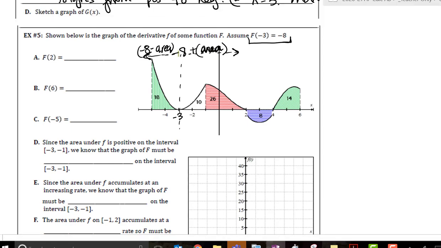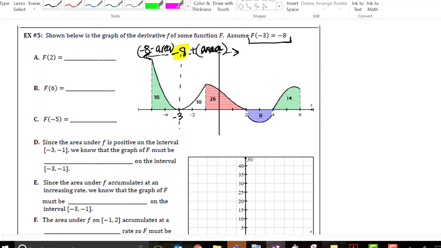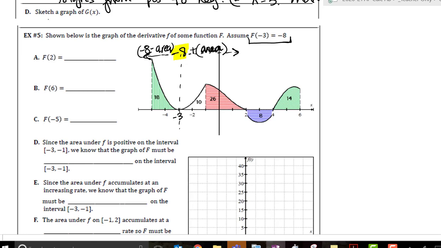So for our first one, I'm going to highlight that -8 so I can really see what's going on. We're just going to do 2 of these very quickly. If I'm doing +2, I know that here's my +2. We're starting off with that -8. And then from that -8, since +2 is to the right of -3, I'm adding that 10 and 26 to get a cumulative of 28.